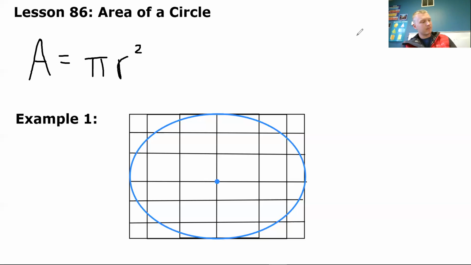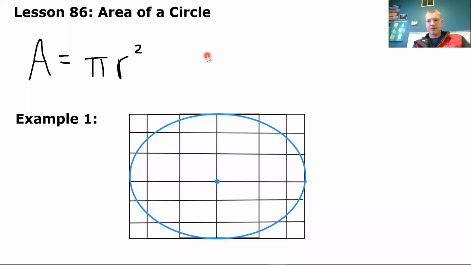Follow along in your book. We can estimate the area of a circle drawn on a grid by counting the number of square units enclosed by the figure. So example 1, this circle is drawn on a grid. How many units is the radius of the circle? I made my own circle here, the exact same one as in your book, a little bit off. So here is my circle, blue circle.